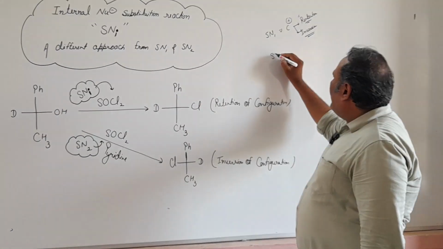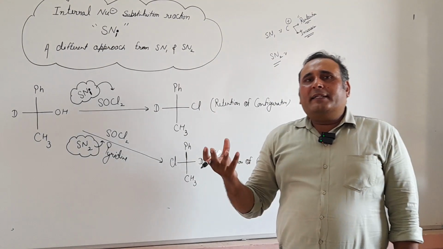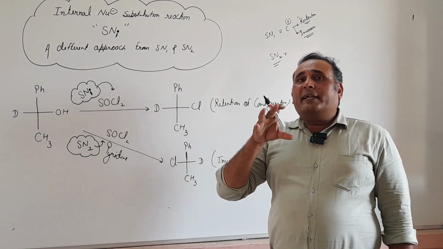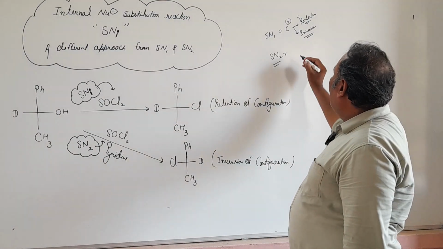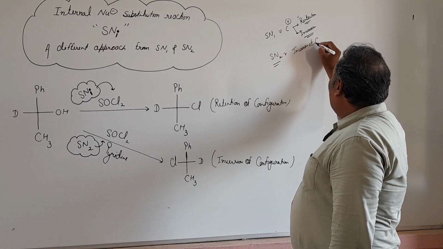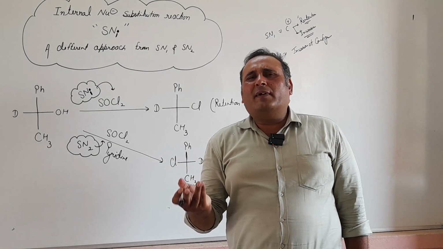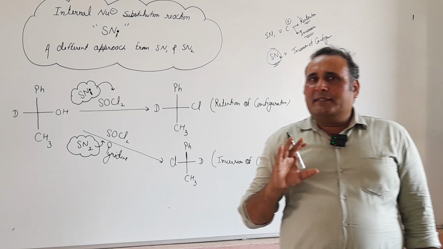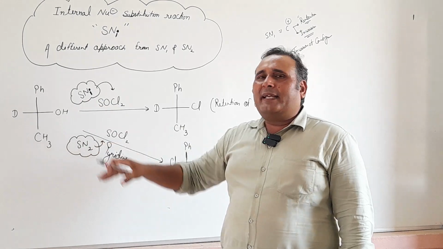But what about the SN2 mechanism? In the SN2 mechanism, there is a backward attack of the nucleophile on the substrate. Due to that backward attack, there is only one product, that is inversion of configuration. Inversion of configuration means our product will have inverted configuration due to backward attack. That is in the SN2 mechanism, and SN2 is a one-step mechanism. So why are we taking another approach? From where does this SNi come?